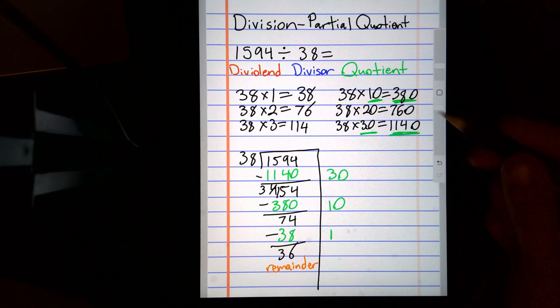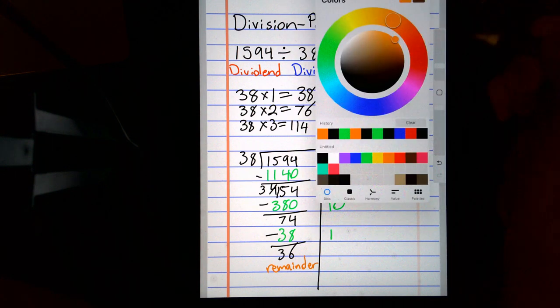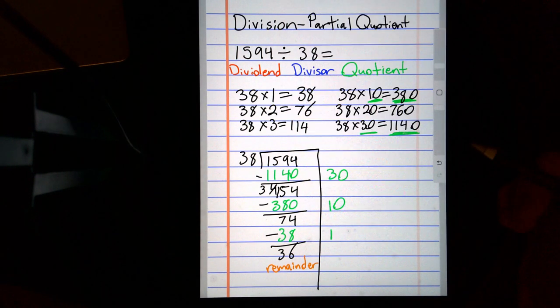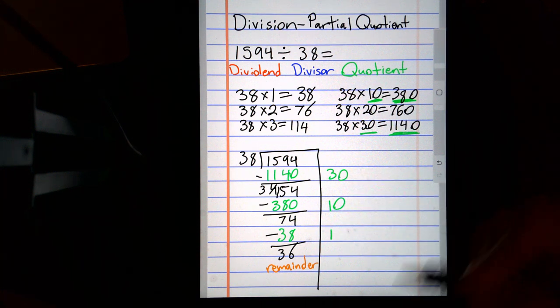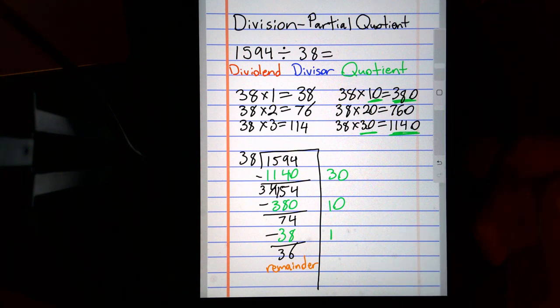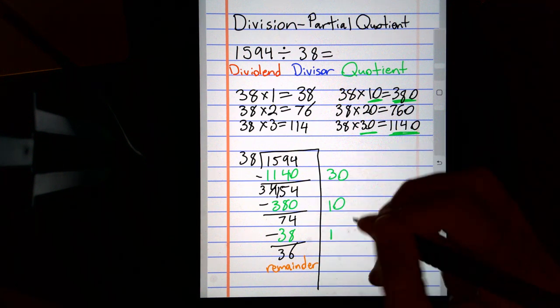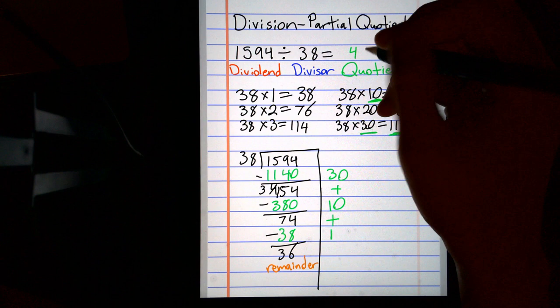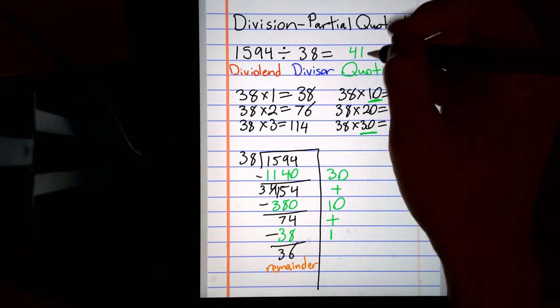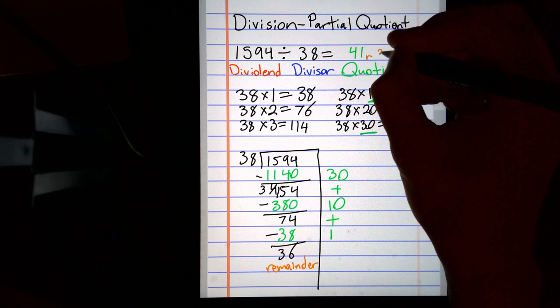As you can see, I blew through this, making it seem fairly easy, but again, you can make mistakes. But the beautiful thing about partial quotients, just like partial products, is that you can always easily go back and find where you made a mistake so you can backtrack and correct yourself. So, just like before, we would add our partial quotients together to find our final quotient answer, which will be 41 with that remainder of 36.